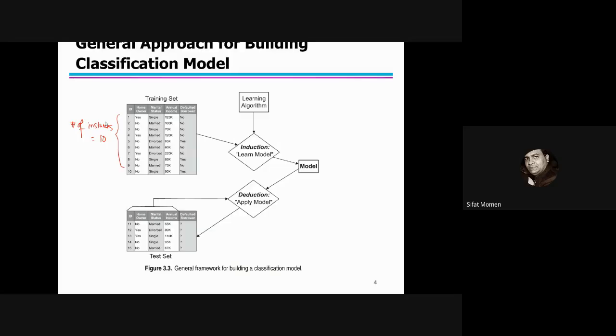Okay, right. Now have a look over here. We have got some features over here. What are the features we have in the training set? Can anyone tell me? What are the features we have in this training set? Homeowner, ID, marital status, annual income.